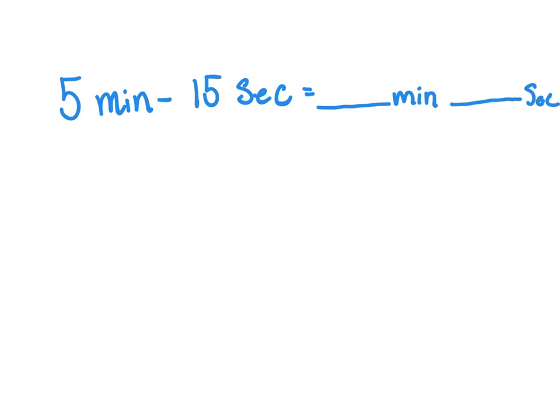Next one, 5 minutes, take away 15 seconds is going to give us a mixed unit of minutes and seconds. All right, so let's get started here. We know that we're dealing with subtraction. Oh boy, and we have different units. So we're going to have to use those conversions. We know that in 1 minute, there is 60 seconds. That last problem showed us that.